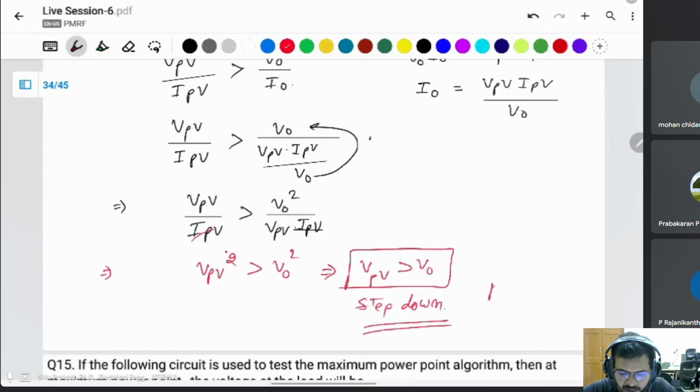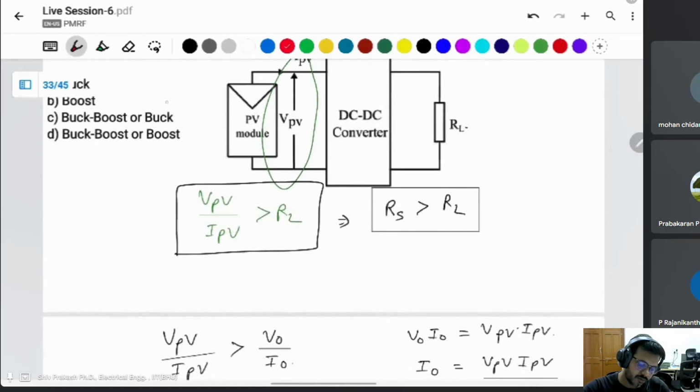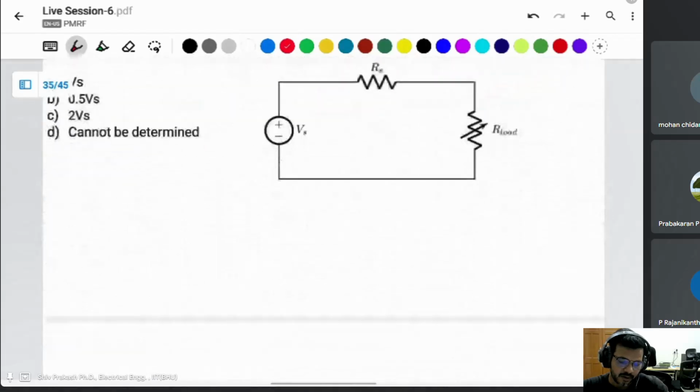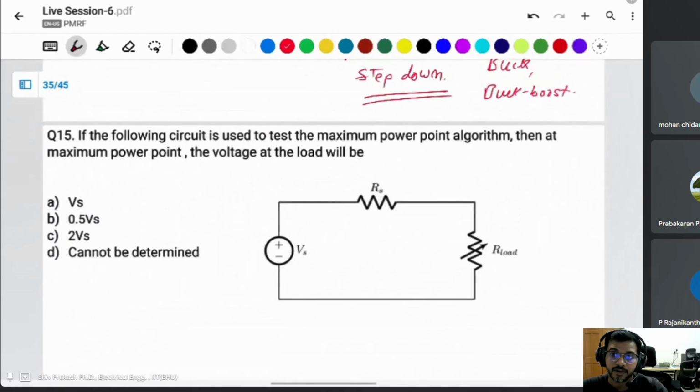Is step down a buck converter or buck-boost converter? Both you can use, buck-boost or buck converter. Okay. The following circuit is used to test the maximum power point algorithm. Then at the maximum power point, the voltage at the load will be?